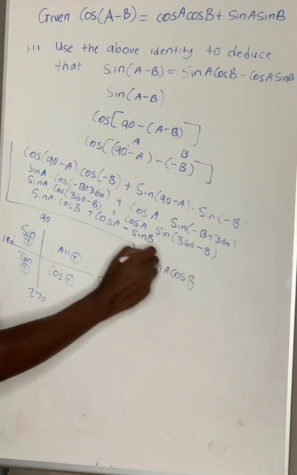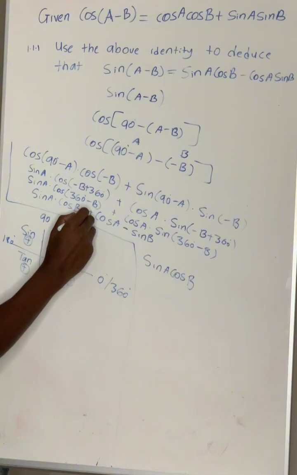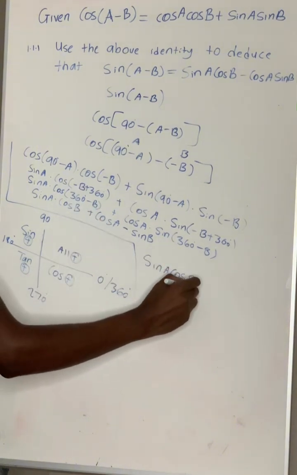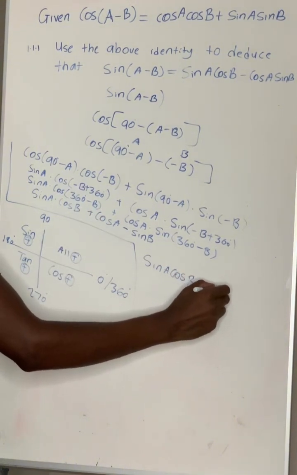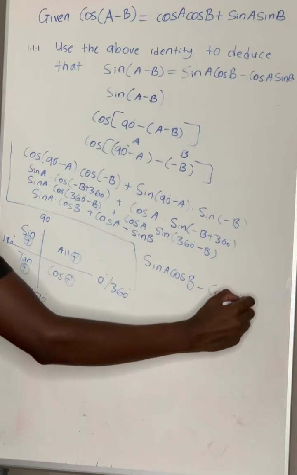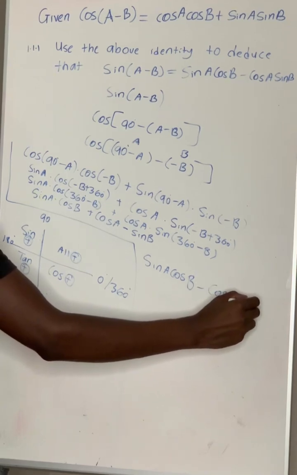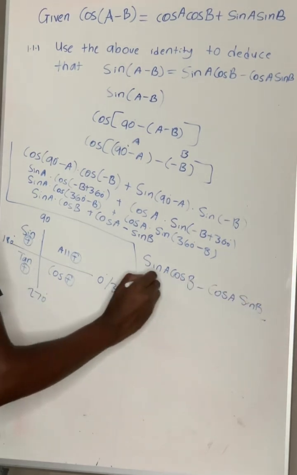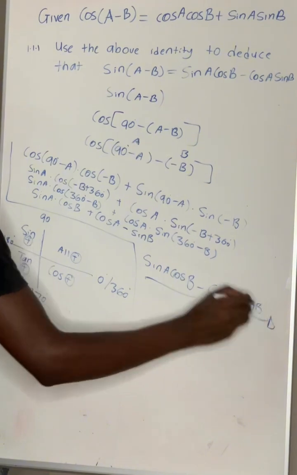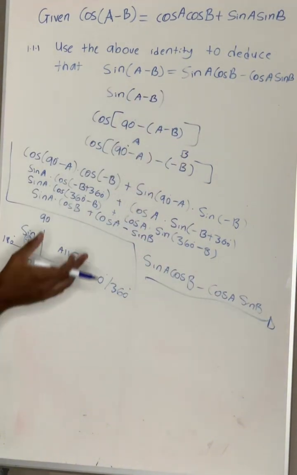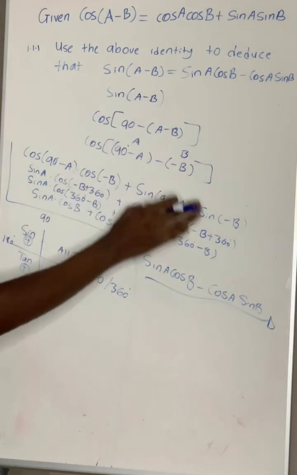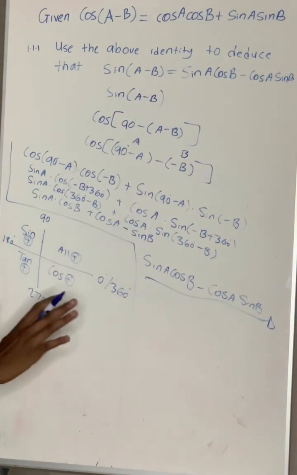cos B. Let's take this negative across to the positive sign and multiply it. And then minus cos A sine B. This looks exactly the same as that. So we have proven that sine A minus B is equal to that. And we are done.